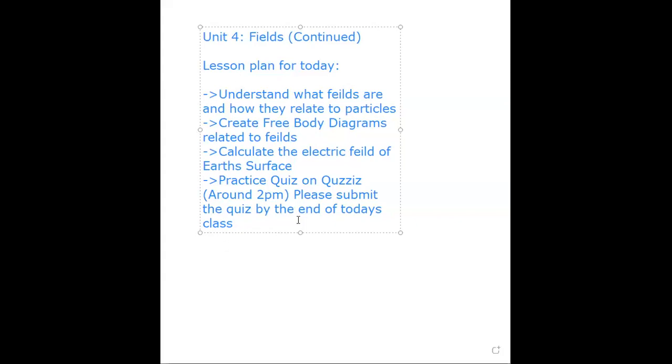For Unit 4, fields. I think last class, Miss Linda took you through a free body diagram experiment. So today it's just going to be pretty straightforward. We're going to understand what a field is and how fields relate to particles, which are either charged or not charged. You're going to be able to create a free body diagram related to fields, and then do a simple calculation on electric fields with the Earth's surface.